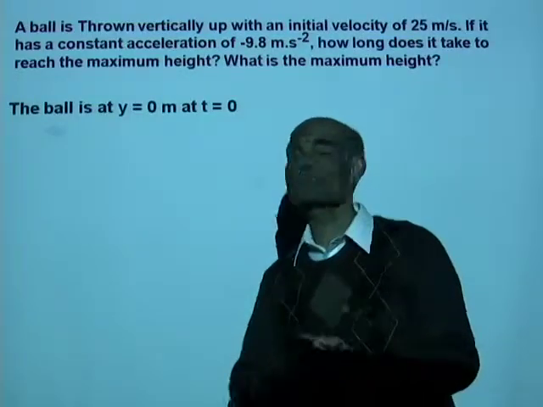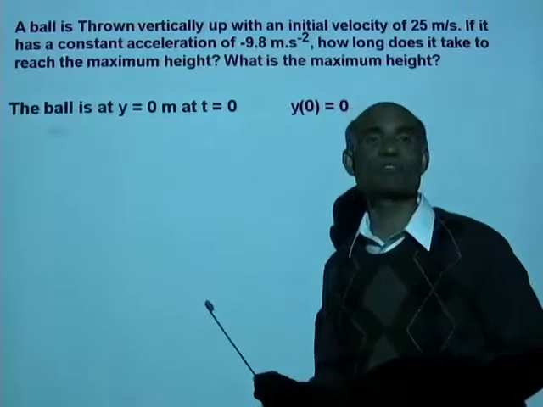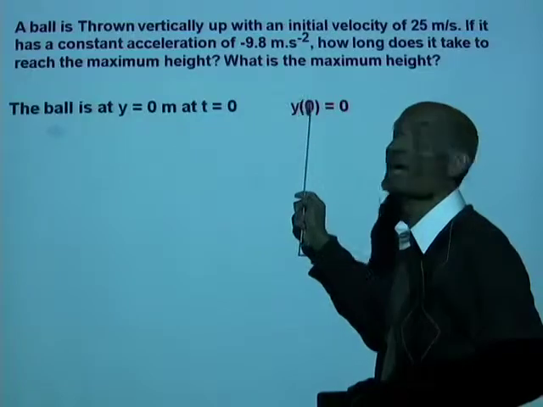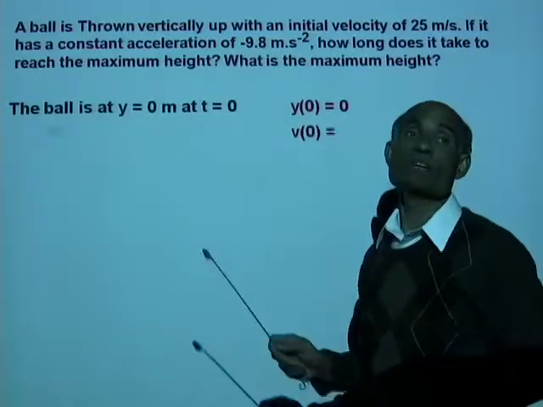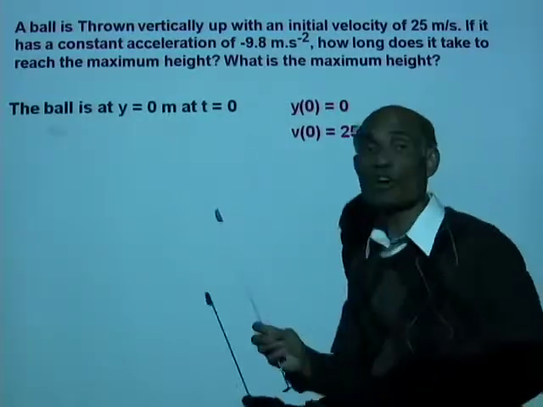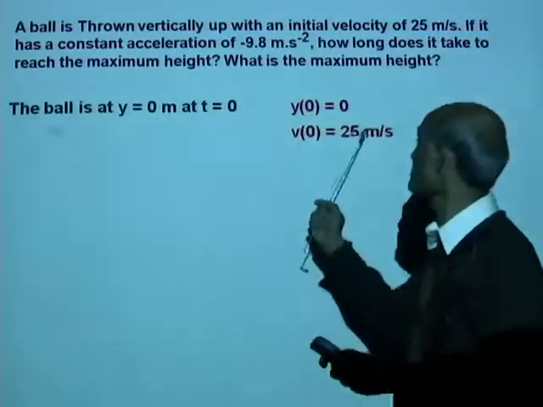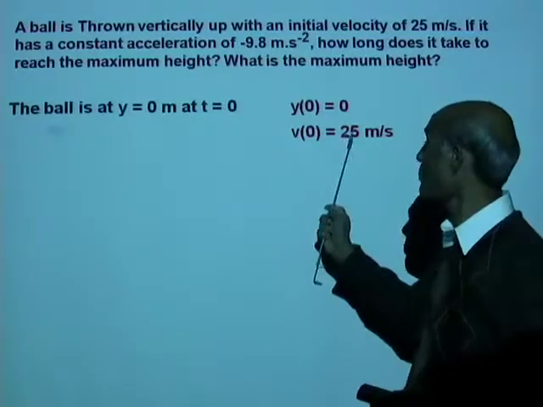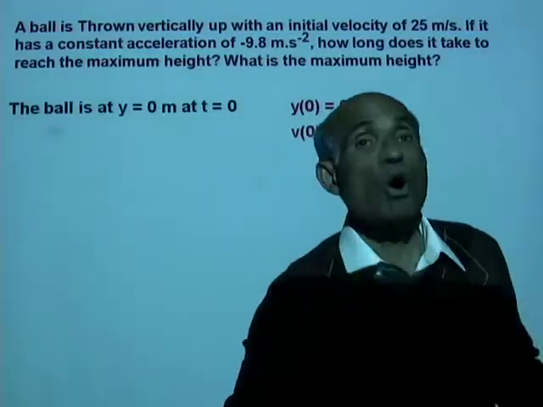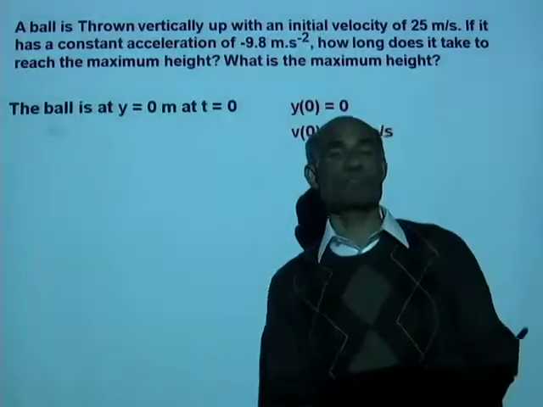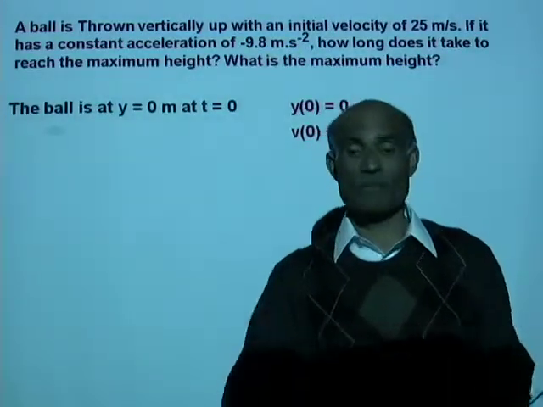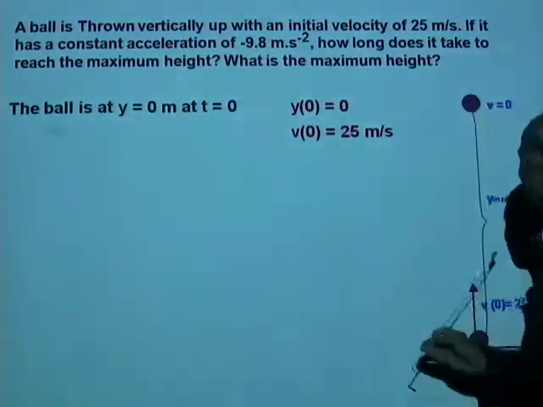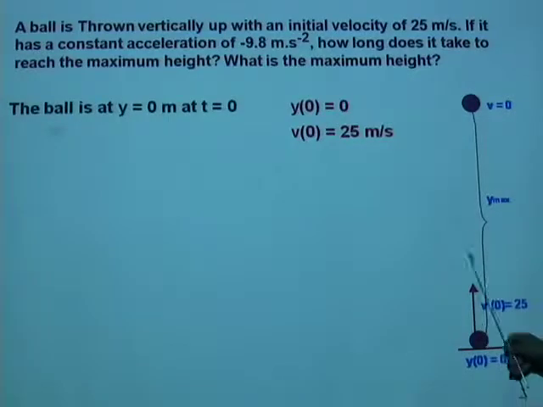That means at t equal to 0, the ball is at y equal to 0. So we have y0 equal to 0. Position y at time t equals 0 is 0. And also we know we threw the ball with this velocity. That means when you start the clock at t equals 0, the ball has a velocity. That's the only way you can actually throw something out. You got to give it an initial velocity. So v0 is 25 meters per second. This ball is given an upward velocity.